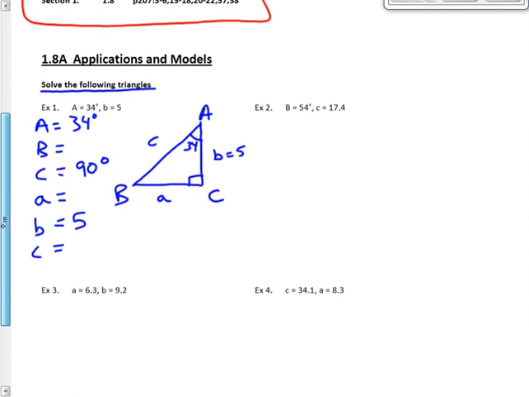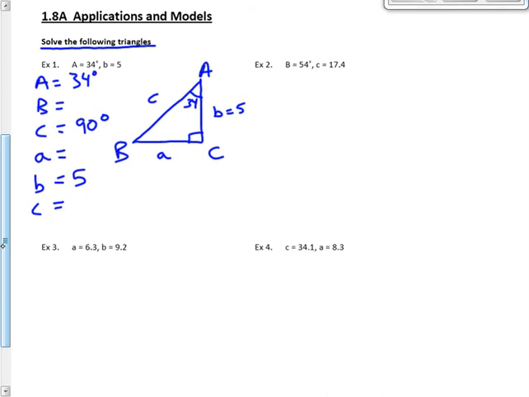But here's how we go about solving these problems. The problem says solve the following triangle. That means I need to find all 6 parts of it. It gives me a couple of them. It gives me the 34 degrees for A, and that side B is equal to 5. When I construct the triangle, I still have that C is equal to 90 degrees. We just talked about how that's always going to be the 90 degree angle.